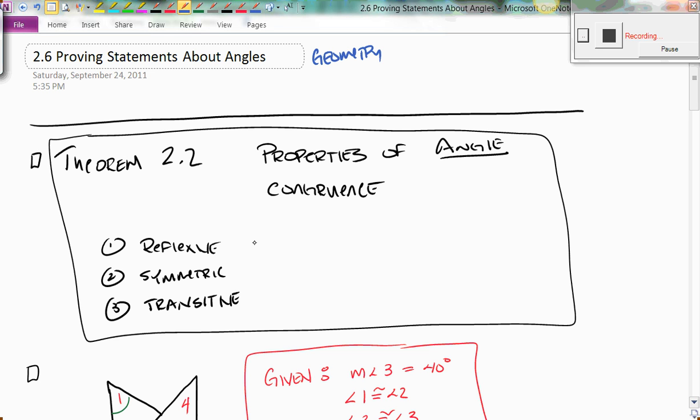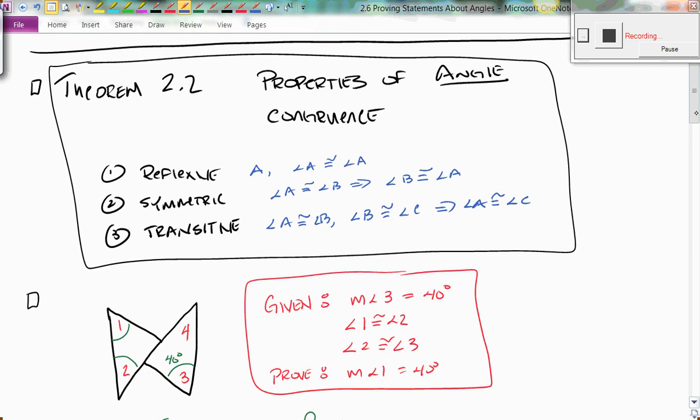We said they are reflexive: given any angle A, angle A is congruent, of course, to angle A. Symmetric: if angle A is congruent to angle B, that implies angle B is congruent to angle A. And transitive: if angle A is congruent to angle B, and angle B is congruent to angle C, that implies angle A is congruent to angle C. So again, nothing new. We've seen all those before.